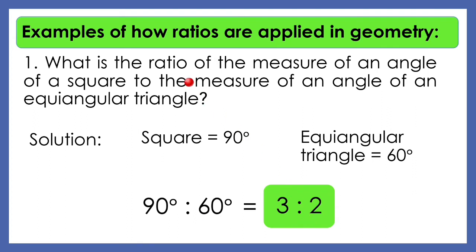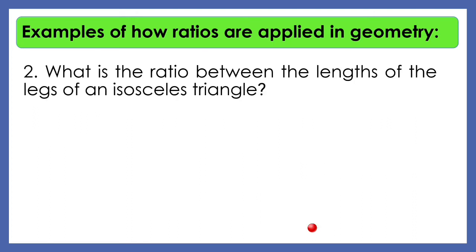Therefore, the ratio of the measure of an angle of a square to the measure of an angle of an equiangular triangle is 3:2. Let us have the second example. What is the ratio between the lengths of the legs of an isosceles triangle? Ang given sa ating question is isosceles triangle.